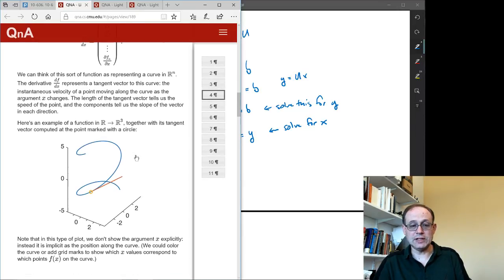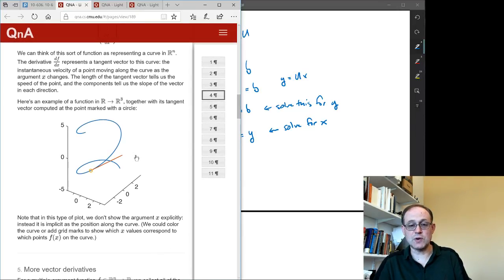Graphically, we can think of a vector valued function as representing a curve. Here's an example. The blue line is a curve, and the derivative represents the tangent vector to this curve. Basically, it's the instantaneous velocity of a point moving along the curve as we change x at a constant rate. The length of the tangent vector tells us the speed, and the direction tells us the direction that the point is moving. Here's the point that we're currently at. The tangent vector is this red whisker, and if we were moving a point along the blue curve and let it go at this point, this is the direction it would continue to move.